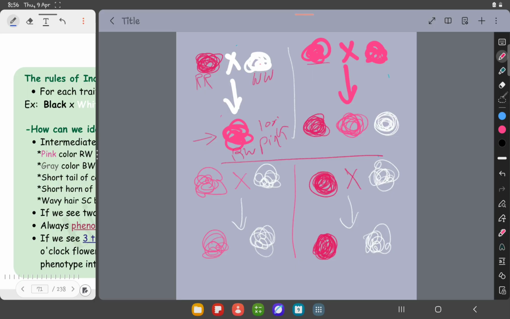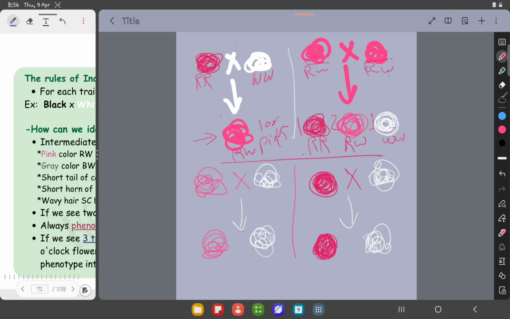If you cross pink with pink, it means RW with RW. At that time, you will get all the 3 colors. We will get one of the offspring will be red, 2 of the offspring will be pink, and one of them will be white. So you can get all the 3 colors. If we cross pink with pink, you can get red, white, and pink in a ratio of 1 to 2 to 1. This is for both phenotype and genotype.